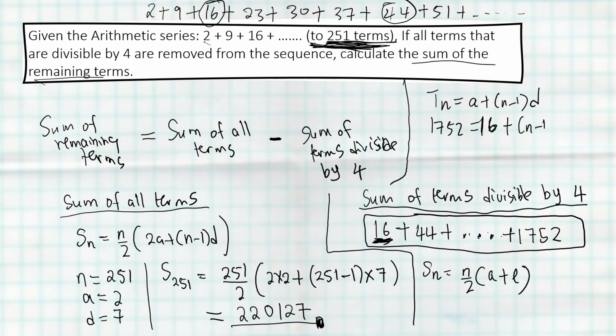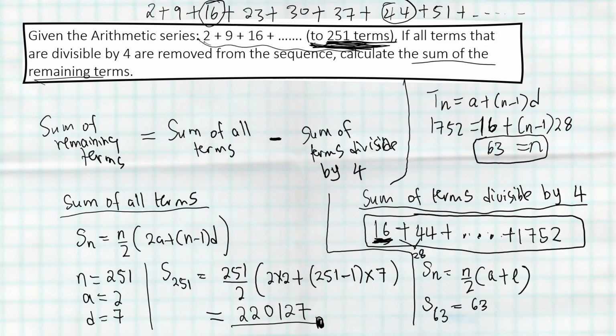So it will be n minus 1 times the difference. What is the difference here? 44 minus 16 is going to be 28, so my difference is 28. Just going to do that quickly: 1752 minus 16, then divide by 28, plus 1. And I'm getting 63. That shows there are only 63 terms in this sequence that are divisible by 4. So where there is n, I'm going to put 63.